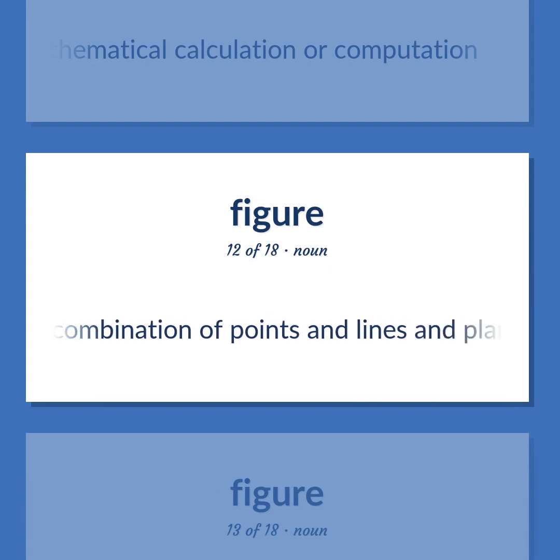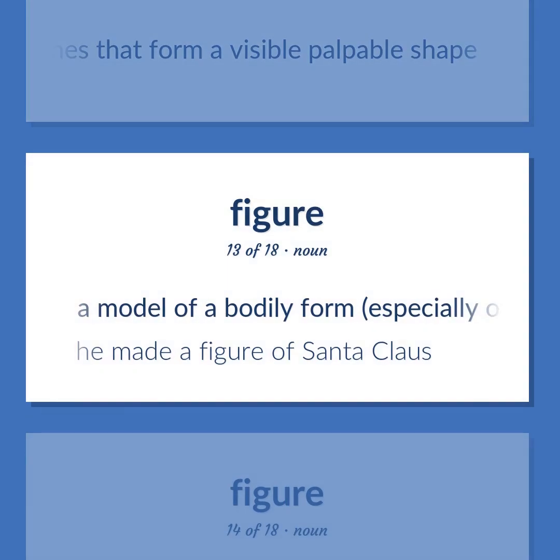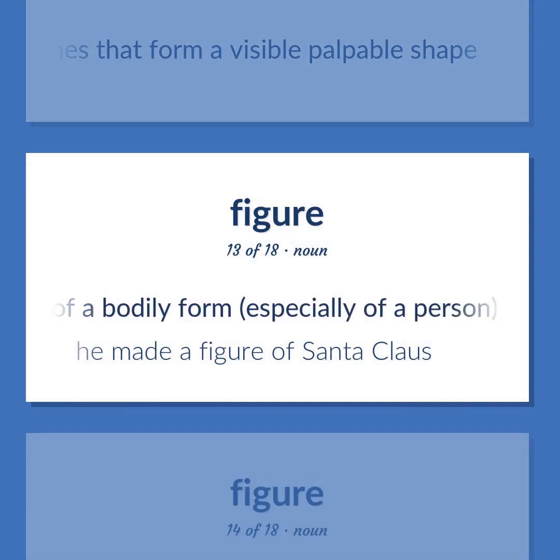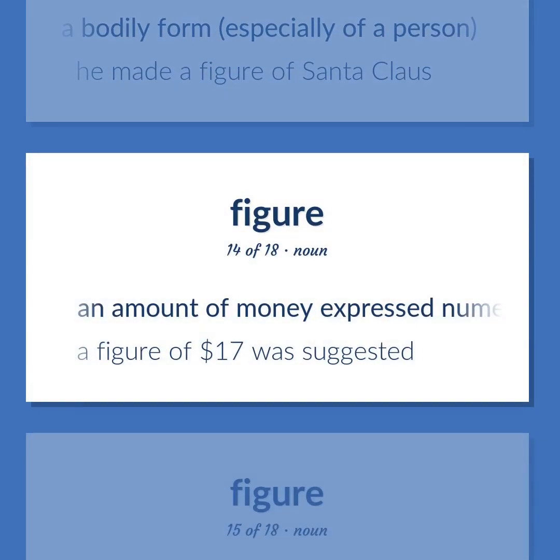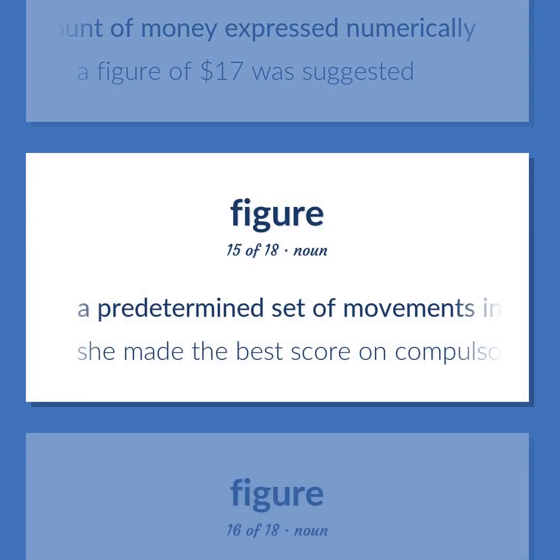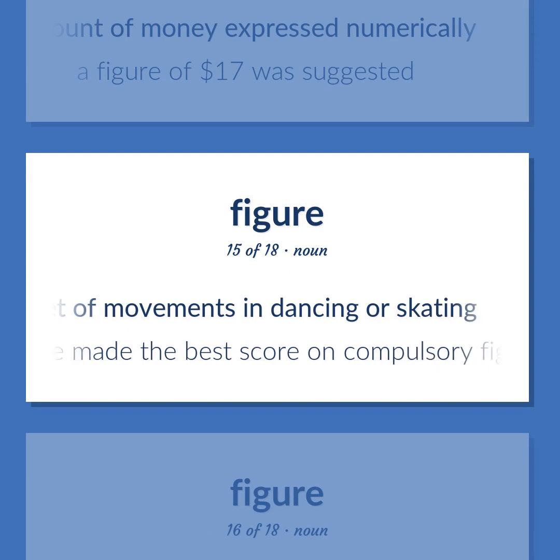A combination of points and lines and planes that form a visible palpable shape. A model of a bodily form, especially of a person. He made a figure of Santa Claus. An amount of money expressed numerically. A figure of $17 was suggested. A predetermined set of movements in dancing or skating. She made the best score on compulsory figures.